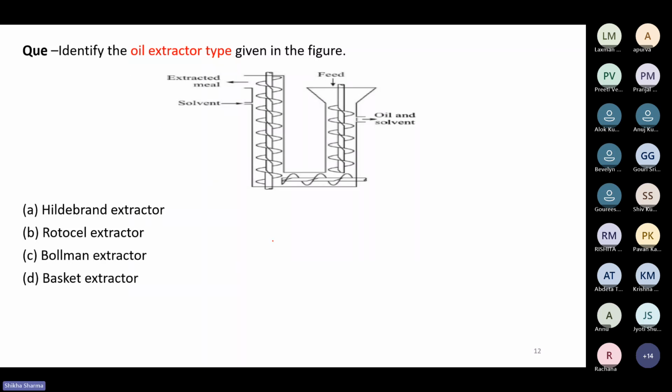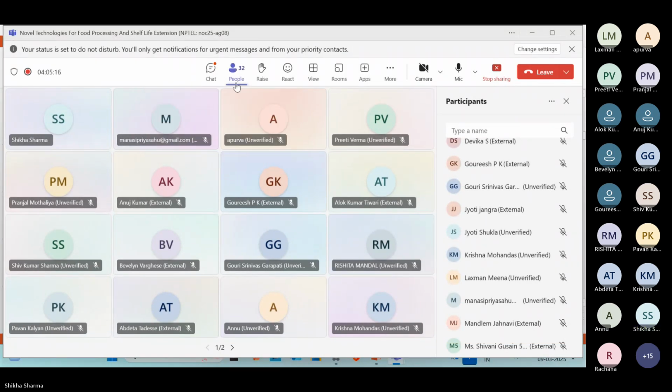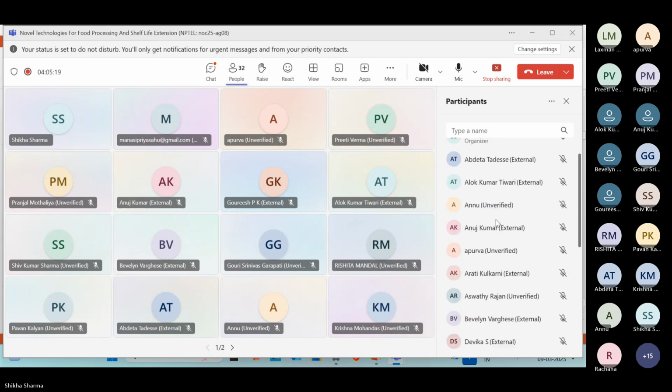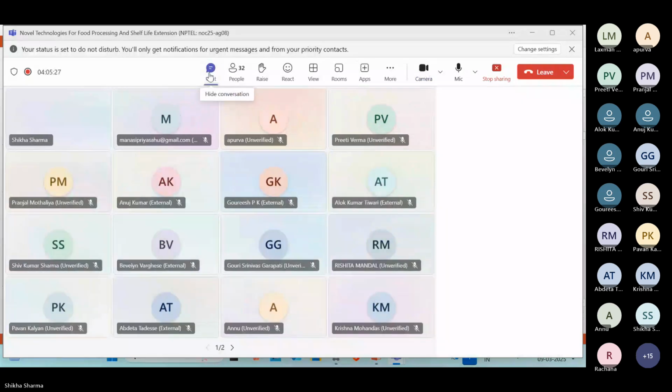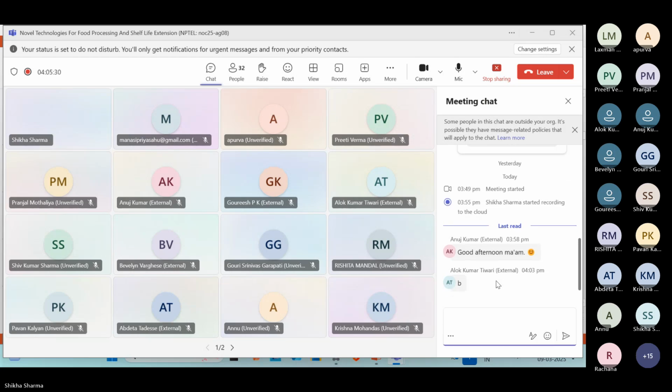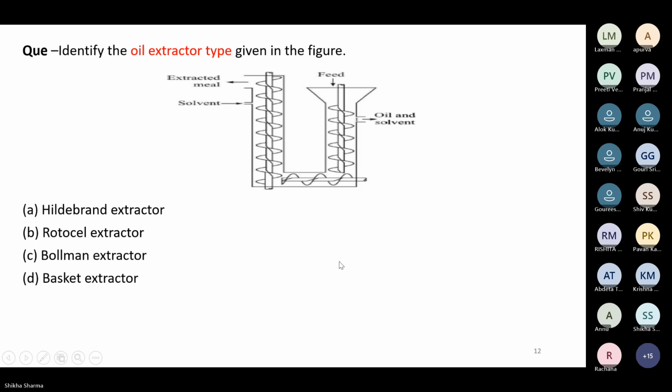Now let's move to the next question. For that, I check how many have joined. Okay. So, identify the oil extractor type given in the figure.